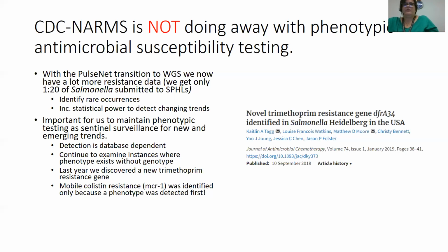And also a notable example is mobile colistin resistance, or MCR1. That was identified because a stable phenotype was detected first. And that's when researchers really dug into the sequence and were able to find what was responsible. So I think that these things go hand in hand, and we're able to use both data really well together.